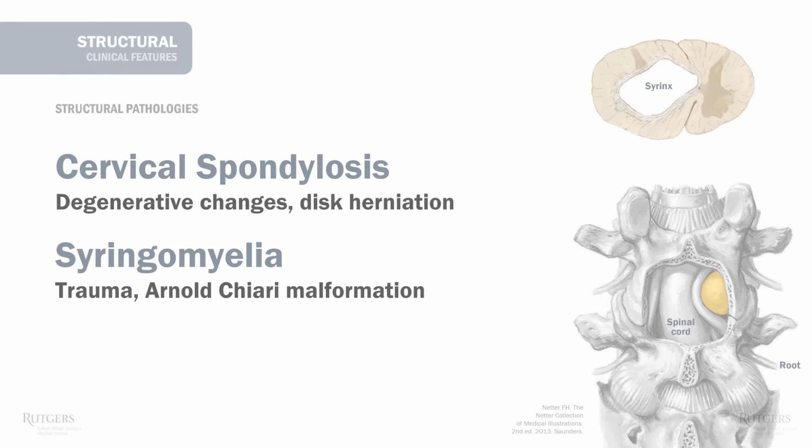Structural changes are usually chronic, so this is a patient we would see in the outpatient clinic. But remember the original myelopathy diagram. These can certainly present acutely. History of trauma may be helpful in the diagnosis, but not necessary. Cervical spondylosis and syringomyelia are as different as night and day.